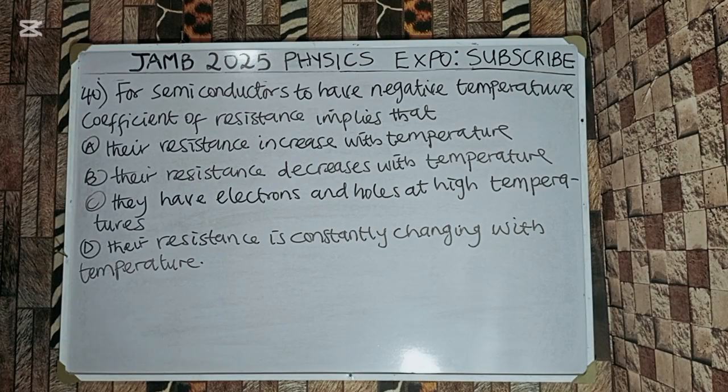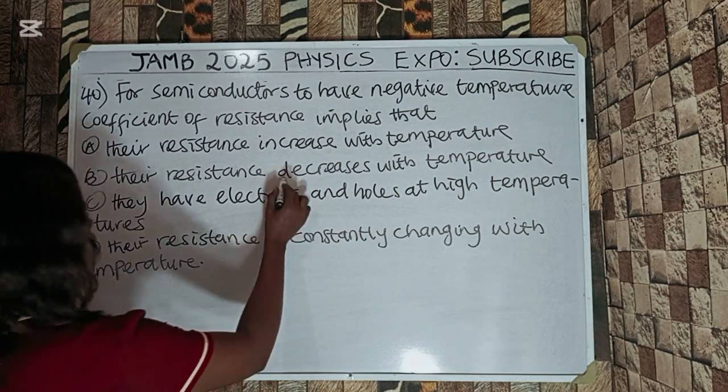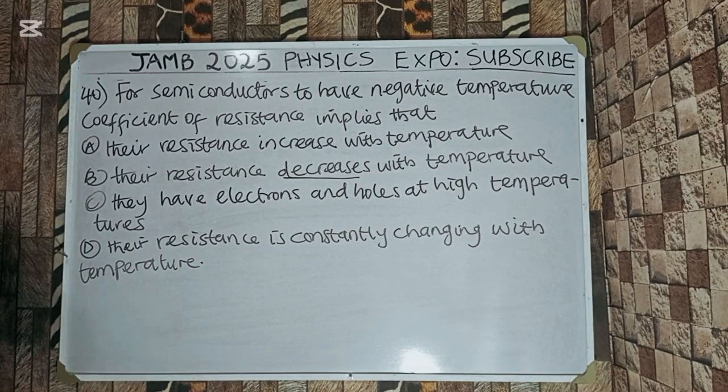For semiconductors to have negative temperature coefficient of resistance implies that option A, their resistance increases with temperature, B, their resistance decreases with temperature, C, they have electrons and holes at high temperatures, D, their resistance is constantly changing with temperature. Now the correct option to this question is option B. Their resistance decreases with temperature, because semiconductors have negative temperature coefficient.